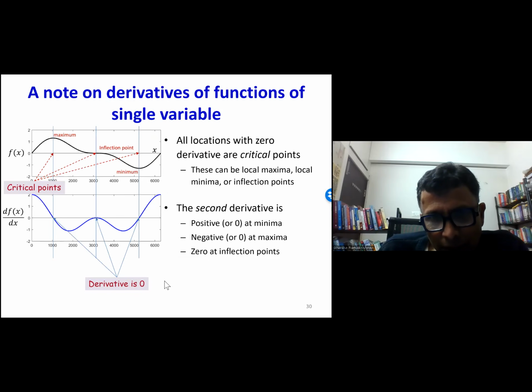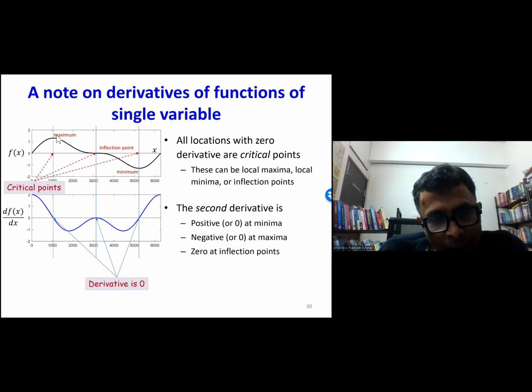There's a bit of a caveat. There can be places where the function derivative is 0 and the function is not at a minimum. So, for example, if you have a function of this kind, the slope is 0 here, the slope is 0 here, and the slope is 0 here. So all the locations at which the function has a 0 derivative are critical points. They can be maxima, they can be minima, or they can be inflection points.